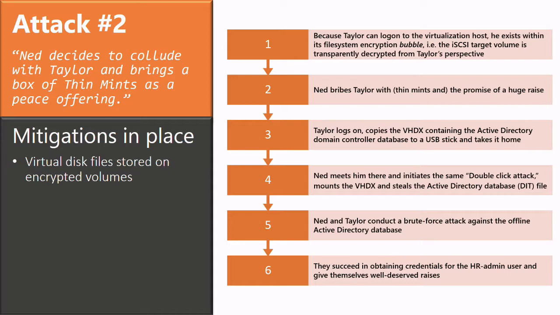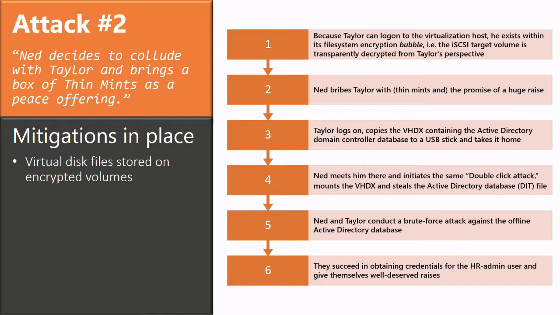So the mitigation's in place now. The virtual disk files are stored on encrypted volumes, and the encrypted volume is actually being encrypted using keying material that's held on the Hyper-V host, i.e. Ned doesn't have it. So Ned decides to collude with Taylor, offering him a box of Thin Mints and some increase in salary. And because Taylor can log on to the virtualization host, Taylor can log on at the Hyper-V host. He's a Fabric admin.